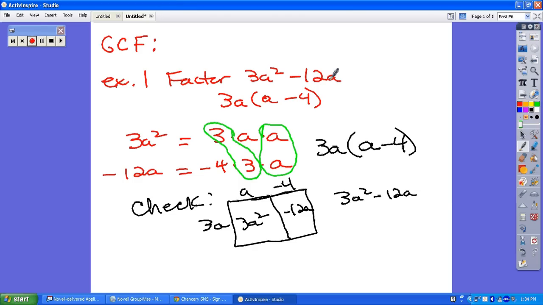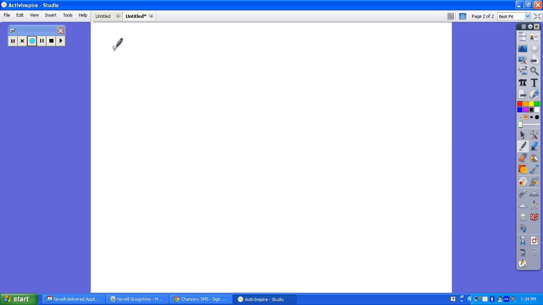Okay? So let's do another one. We're just going to go to a different page. And let's call this example 2.